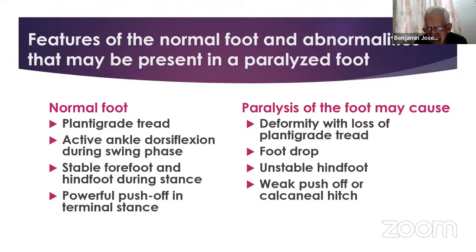When the foot is paralyzed, you might have a deformity with loss of the plantigrade tread. When that happens, the entire sole of the foot may not rest on the ground. Either the front of the foot, the forefoot, the medial side or the lateral side may take excessive contact on the ground, while other areas may not touch. When the child is walking, there might be a foot drop. In the stance phase, there may be instability of the hind foot, particularly the subtalar joint. And the push-off may be weak depending on which muscle is affected.